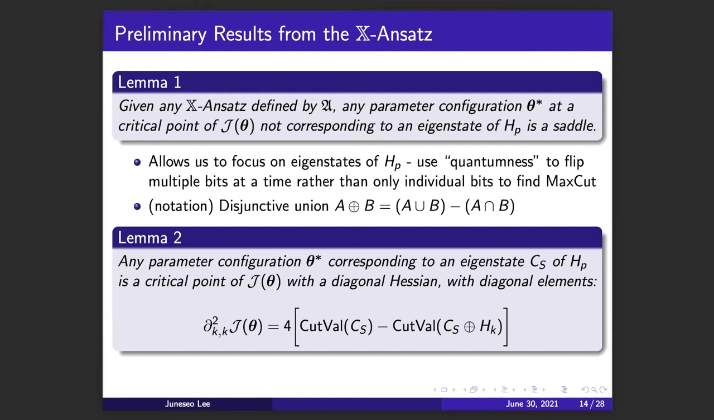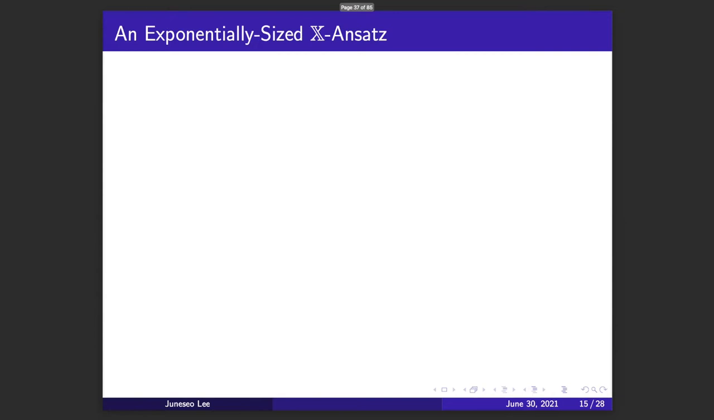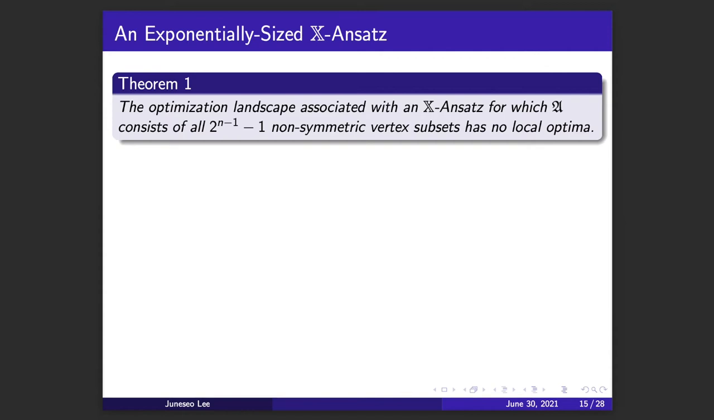And what this allows us to observe is that in order for a particular eigenstate C_S to be a local minimum and therefore have a positive semi-definite Hessian, you need the cut value of C_S to be at least the cut value of any eigenstate you can reach by flipping the bits of one ansatz element. And this observation gives us our first theorem, which is that the optimization landscape associated with an X ansatz consisting of all 2^(n-1) - 1 non-symmetric vertex subsets has no local optima.